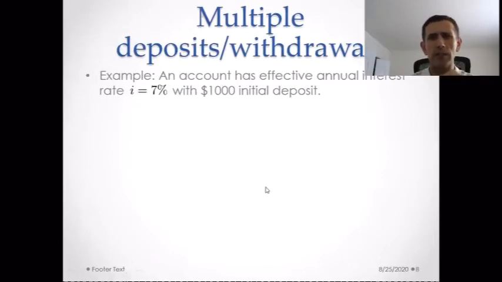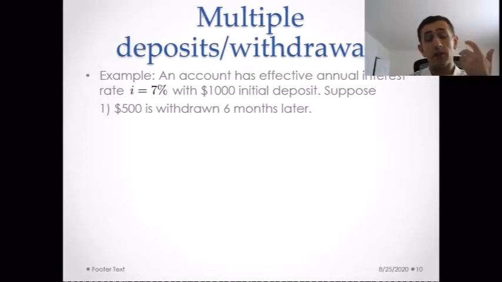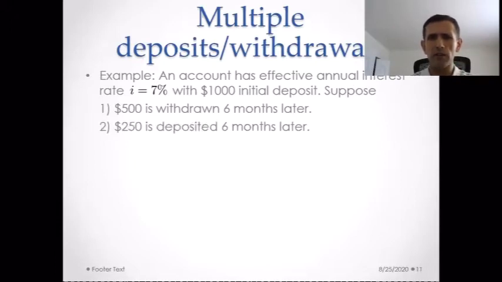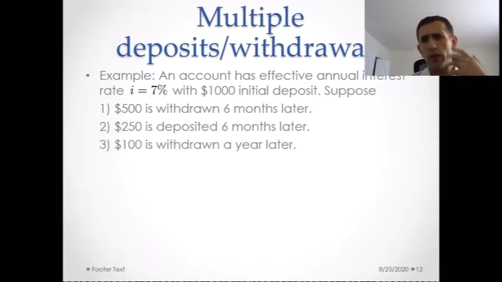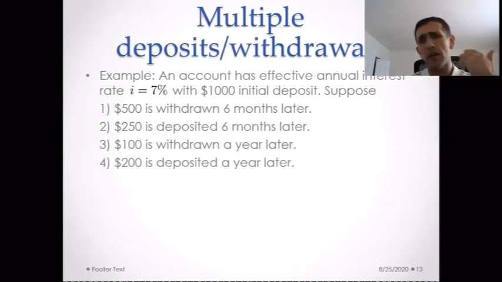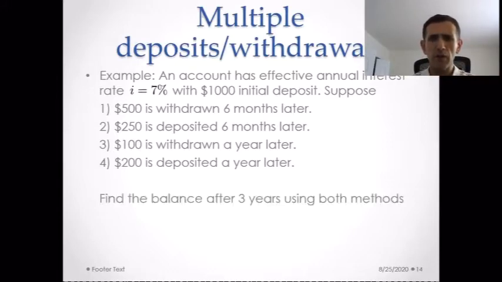I have an account that earns 7% effective annual interest, with a $1,000 initial deposit. Let's say $500 is withdrawn 6 months after my initial deposit. 1 year after my initial deposit, I deposit 250 more. 2 years after my initial deposit, I withdraw $100. And finally, 3 years after my initial deposit, $200 is deposited. Find the balance after 3 years using both methods.